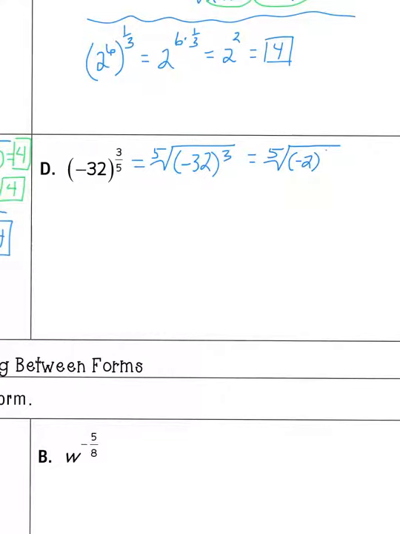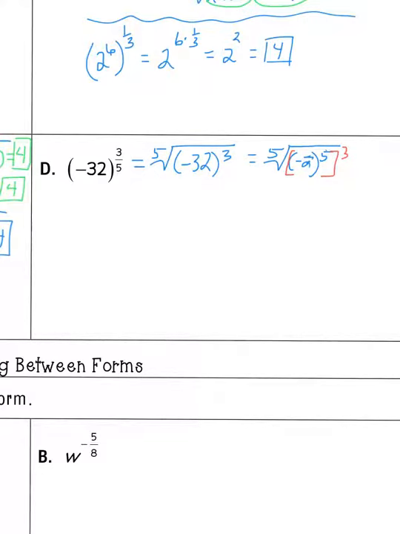Hang on, no, I want to have that there. So I've got 5 negative 2s, so it's going to look a little funky. So I have 5 negative 2s, but then, because that's just your negative 32, I'm going to raise all of that to the third power.